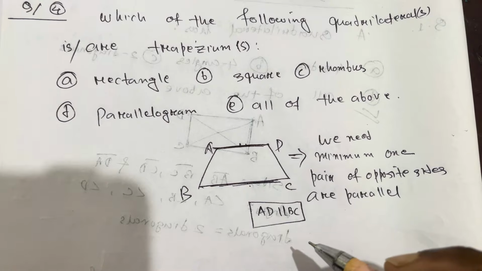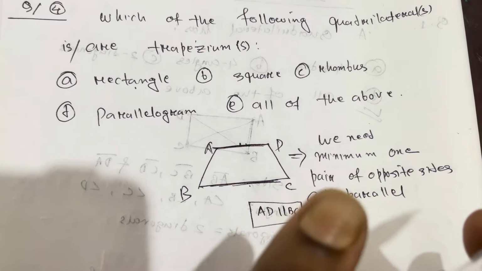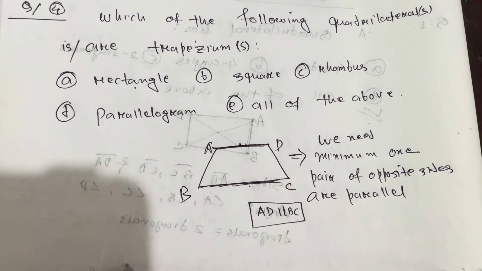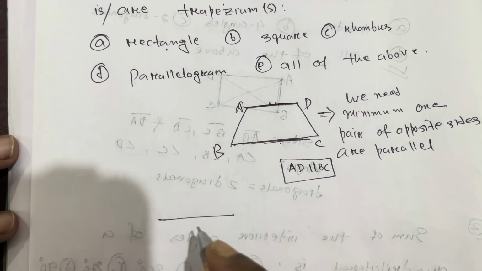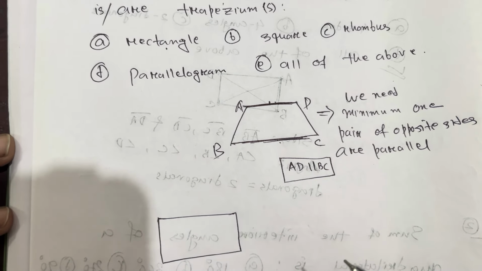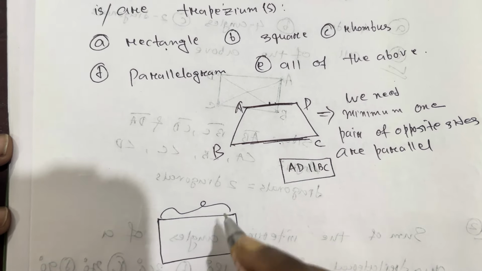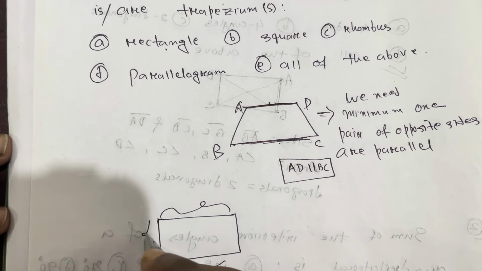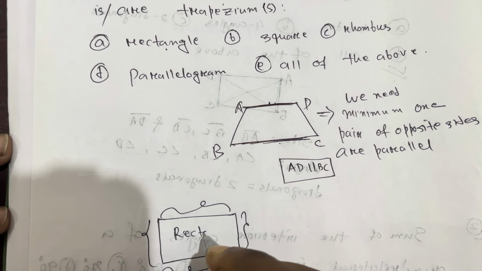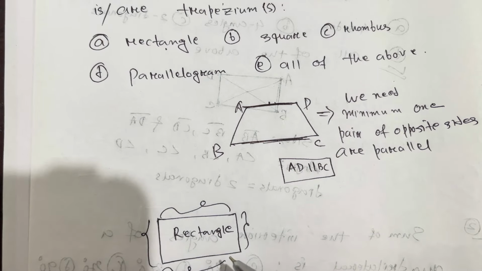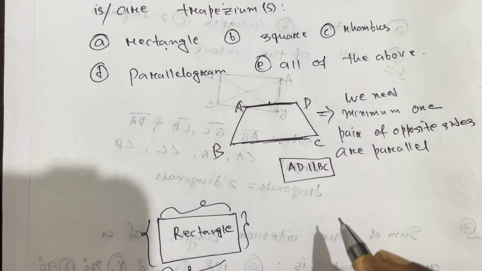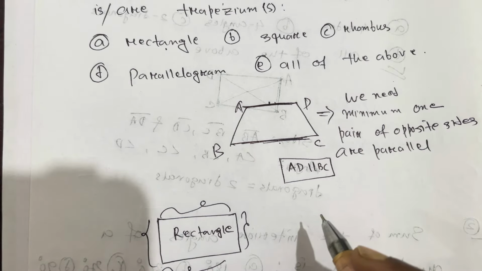At least, I said. You see, why is a rectangle a trapezium? Suppose this is a rectangle. Rectangle means both opposite pairs are parallel. This pair is also parallel, and this pair is also parallel. So we need one pair of opposite sides. A rectangle has both pairs parallel, so both pairs parallel is also a trapezium, and one pair parallel is also a trapezium.